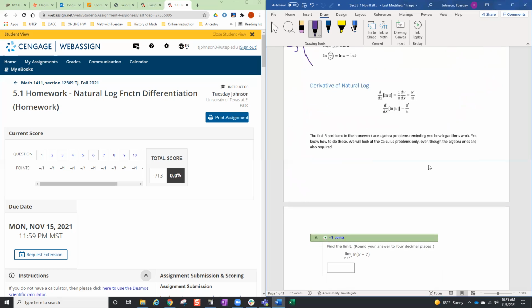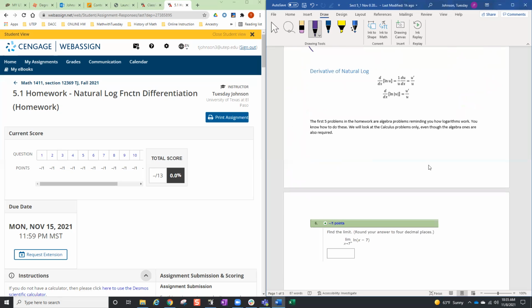Now, the important calculus stuff here is the derivative. The derivative, when x is your variable, of the natural log of u is 1 over u times du dx. I use this representation the most. This is the derivative of the inside divided by original inside.